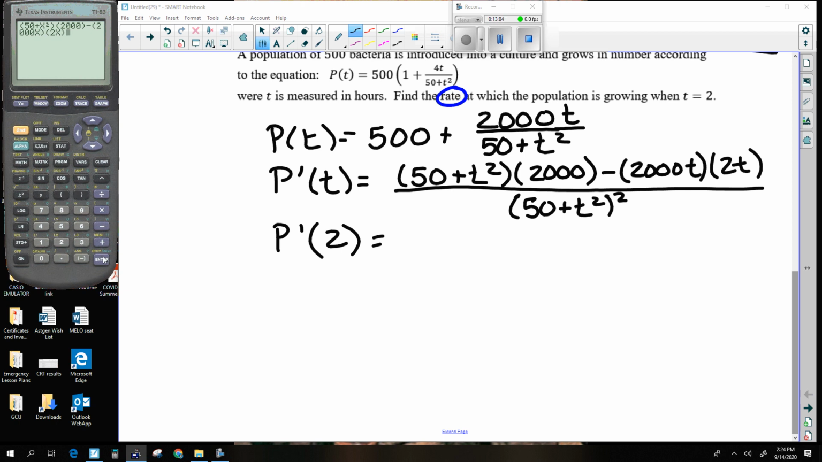All right, and again, slow down. Don't try to do all of it at once, because that's a great way to mess stuff up. So the top answer is 92,000. The bottom answer is 50 plus t squared, 50 plus t squared squared. Okay, so this is ultimately 92,000 divided by 2,916.